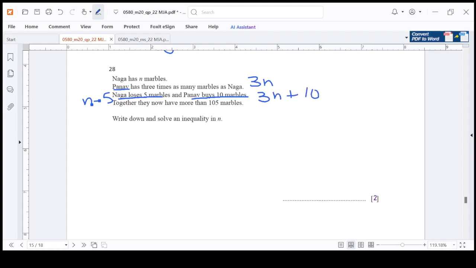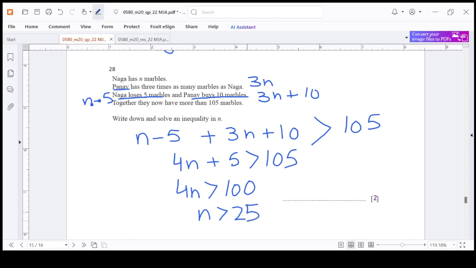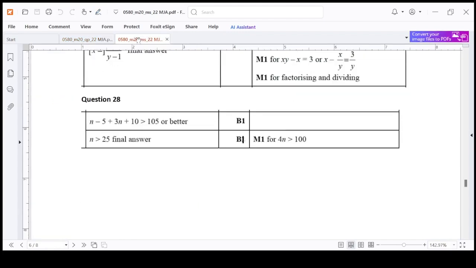Together, they now have more than 105 marbles. So n minus 5 plus 3n plus 10 is greater than 105 marbles. Write down and solve an inequality. So we have 4n plus 5 greater than 105, 4n greater than 100, n greater than 20. So this should be the answer. Sorry, not 20, 25. My bad. So n is greater than 25.